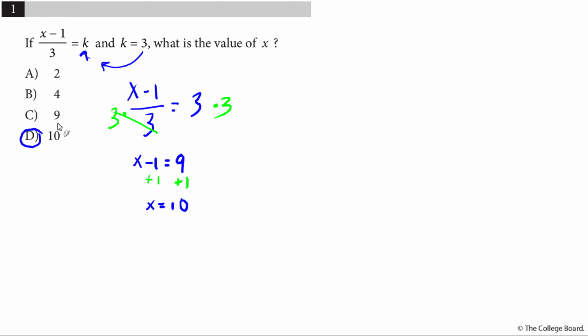Now, alternately, and this is also a good option, if I didn't think to do this, I could have just tried all of these in there, and I could try 2 minus 1 over 3. Well, that's 1/3. That's not equal to 3. I could have tried 4 minus 1 over 3. 4 minus 1 is 3 over 3 is 1. I could have tried 9 minus 1 over 3. That's going to be 8/3. And then finally, when I get to 10 minus 1 over 3, I do get to 3.